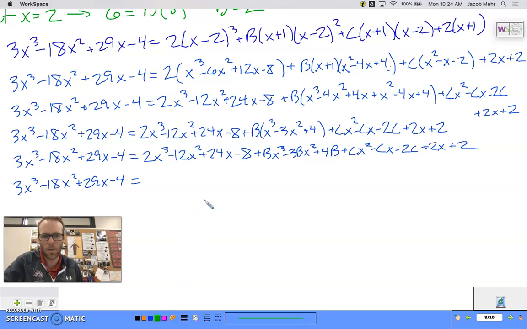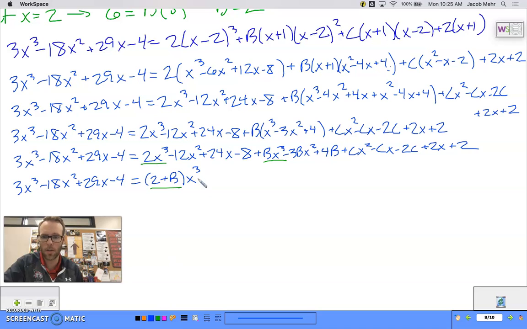Well, we'd start with the x cubes, right? How many x cubed terms do I have? I've got 2x cubed there. I've got bx cubed right there. Those are the only x cubed terms that I have. So I have 2 plus b x cubed terms. Notice, again, 2x cubed and bx cubed gives me 2 plus b x cubed.